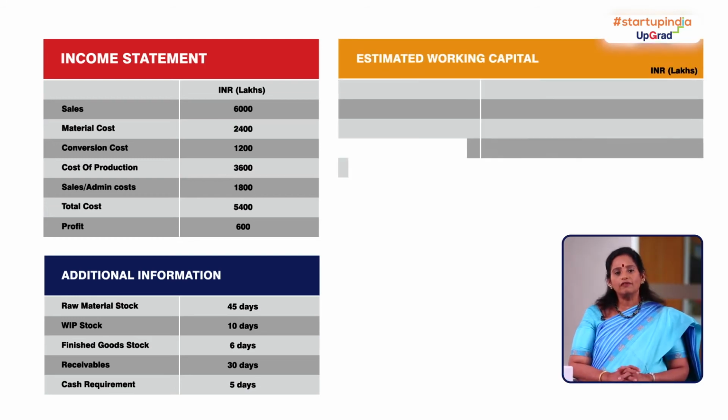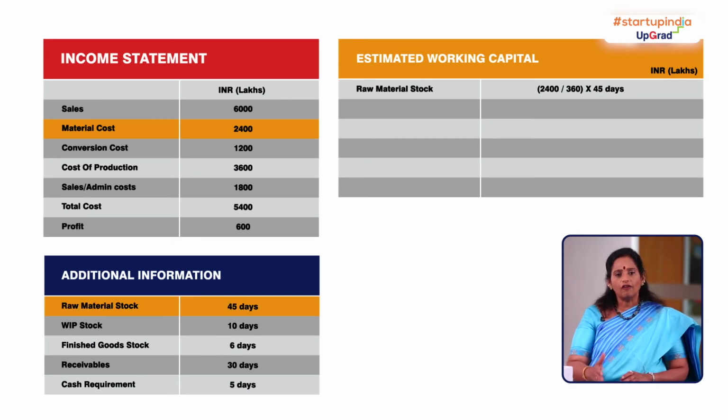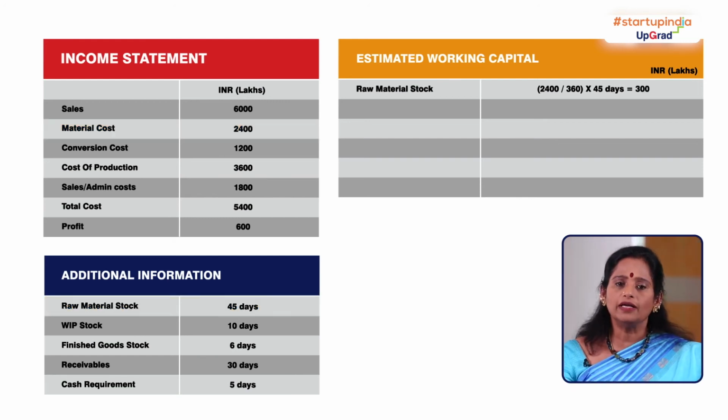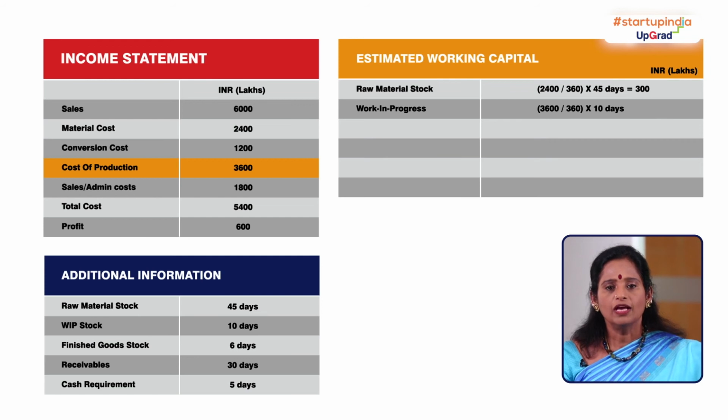You can see that the money value of raw material to be used in the year is 2,400 lakh rupees. If a year has 360 days, then for 45 days the monetary value of raw materials to be kept would be 300 lakhs. Similarly, the money value of work in progress to be used in the year is rupees 3,600 lakhs. If a year has 360 days, then for 10 days the monetary value of work in progress to be kept would be about rupees 100 lakhs.